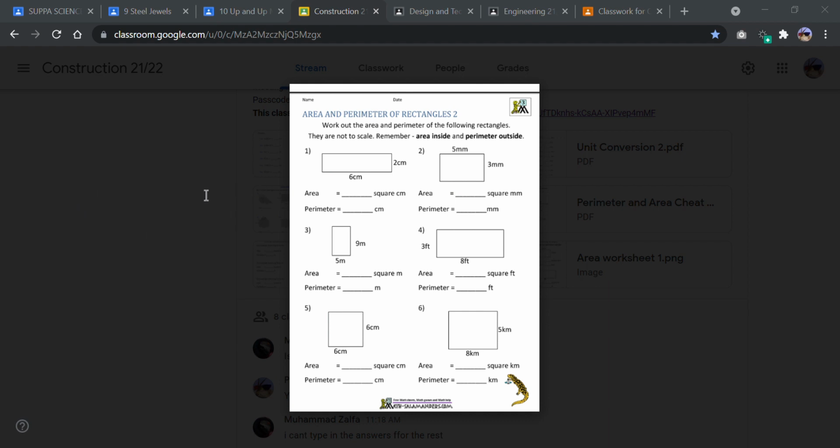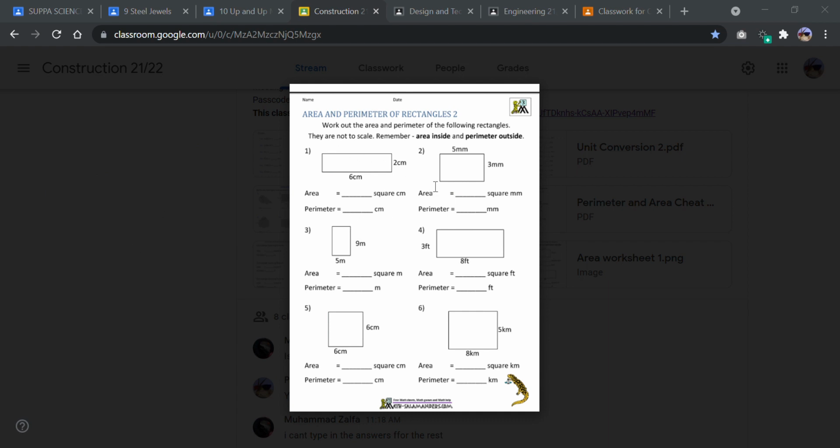Perimeter, so 6 plus 2 plus 6 plus 2. That's 16, yep, centimeters. So 6 plus 2 is 8, and then plus 6 again, and then plus 2 again will total 16. So what's the area for this?